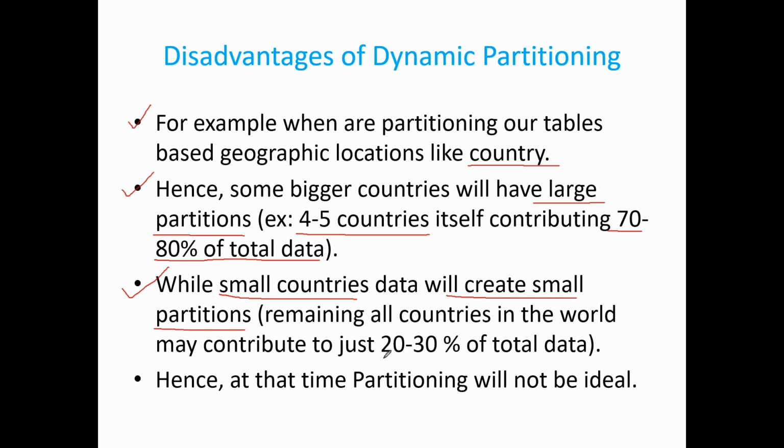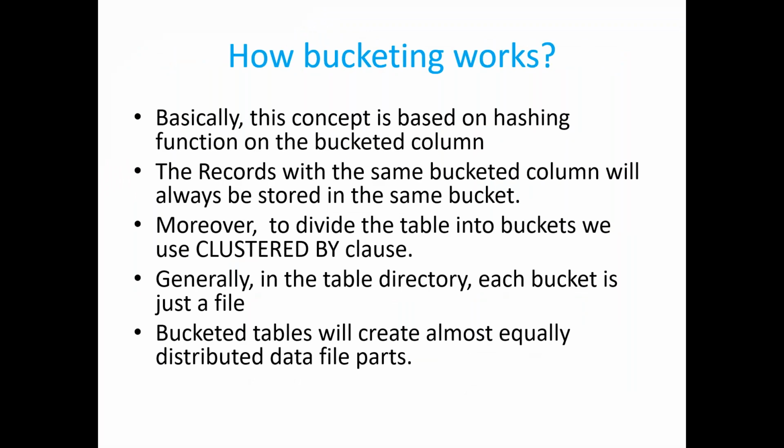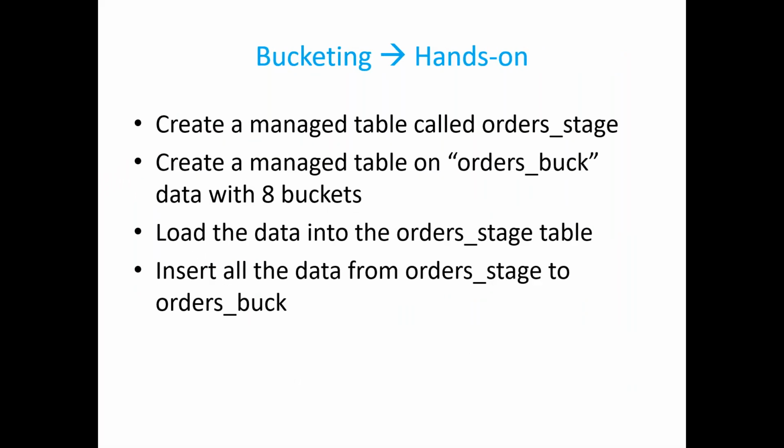So the point is very clear, right? The data is not evenly distributed. Some partitions have more data, some partitions have less data, right? So that's where we have to balance out the data. If the data is not evenly distributed among the partitions, it is called the data skew problem. That's where we can use bucketing. Bucketing will make sure that the data is evenly distributed. Let us directly move to the hands-on, then I'll come back to this.